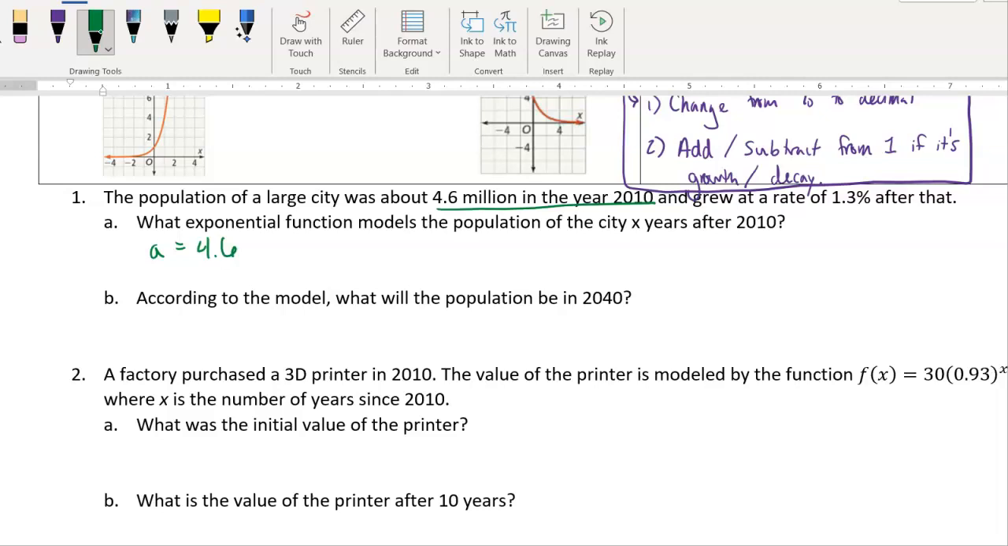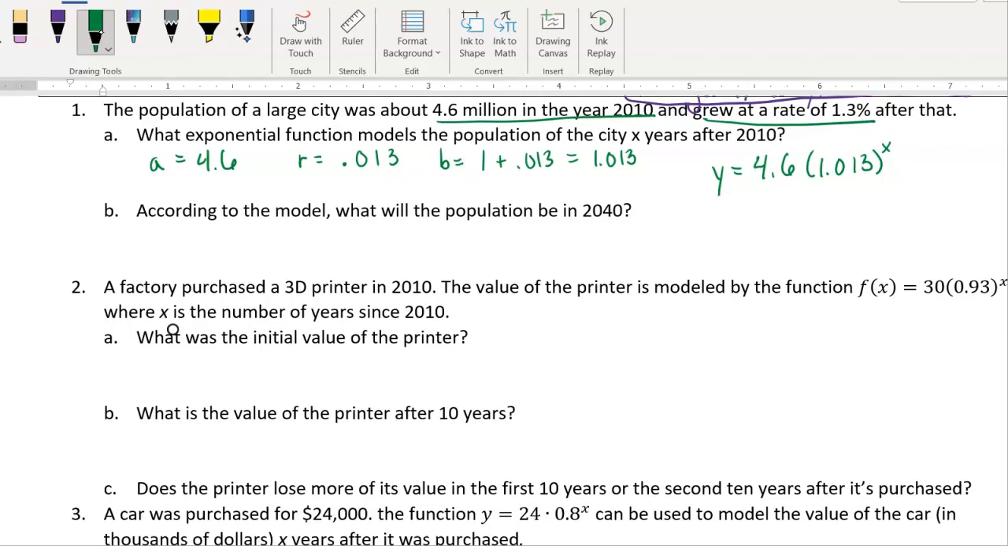Now it says that it's growing at a rate of 1.3%. So the rate as a decimal: to change a percent to a decimal, remember you move the decimal to the left 2 places or divide by 100. So 1.3% would be 0.013. To find our b value, since we're growing, we take 1 plus 0.013, which is 1.013. So our equation would be our initial amount, a is 4.6, times b, 1.013, to the x power. So x is your exponent here. If you want to use t for time, that's fine too.